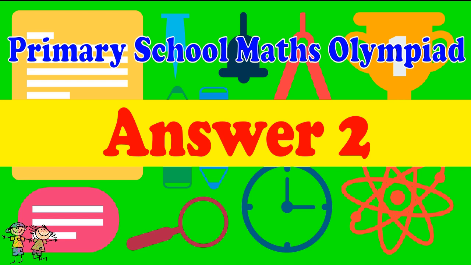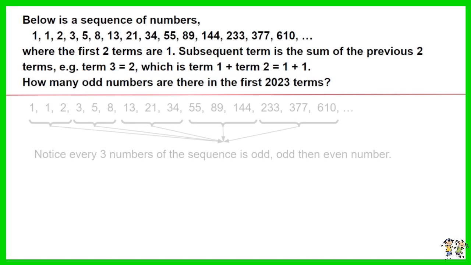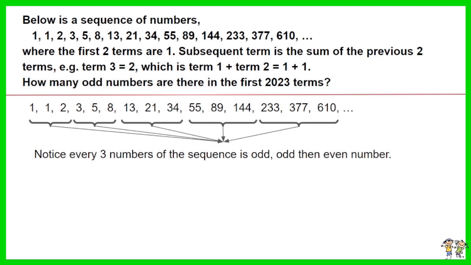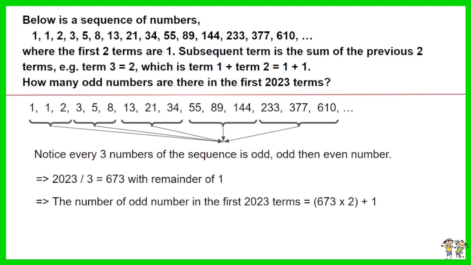Answer for question 2. Notice every 3 numbers of the sequence is odd, odd, then even number. Each block of 3 numbers has 2 odd numbers. 2023 divided by 3 is equal to 673, with a remainder of 1. As such, the number of odd numbers in the first 2023 terms is equal to 673 times 2, then plus 1. Solve the equation. The answer is 1347.